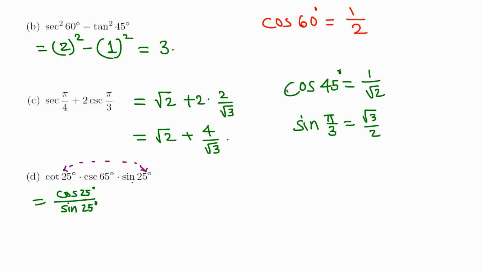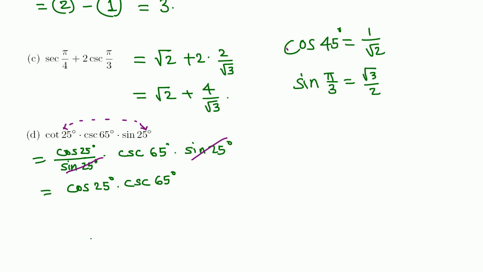How does this help? Then sine 25 cancels. Let's write the other two factors. That's cosecant 65 degrees, sine 25 degrees. Okay, now sine 25 cancels. Now we are left with cosine 25 degrees and cosecant 65 degrees. By the way, cosecant is the reciprocal of sine, so 1 over sine. So when we change this into sine, sine and cosine have some relationship, because they are cofunctions. So cosine 25 degrees, this is 1 over sine 65.